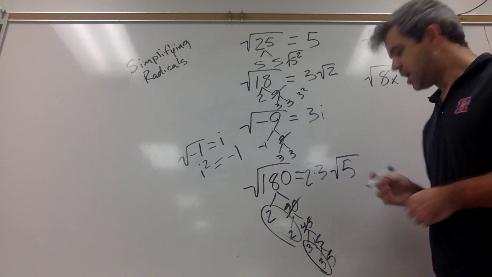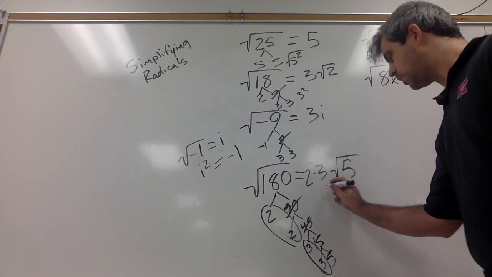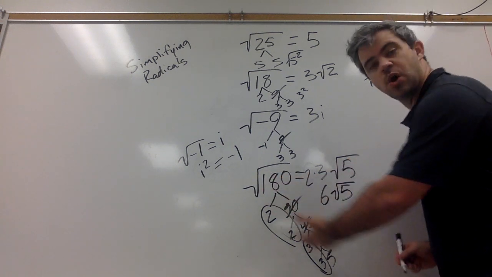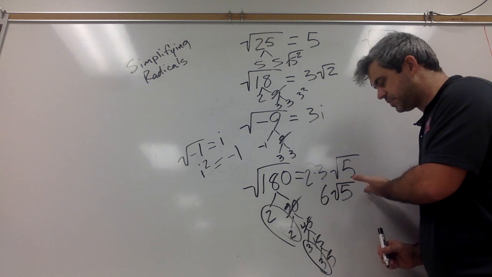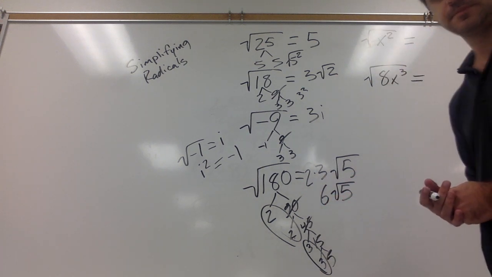Well, this is all multiplication here, so these are being multiplied. So we wind up with 6 square root of 5. Again, there's no addition going on here. It's all multiplication, which is why we knew to multiply those. Okay?